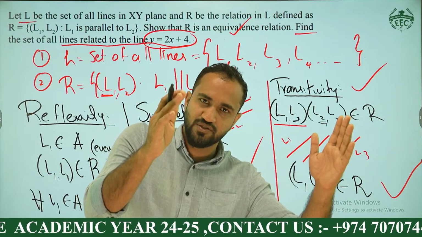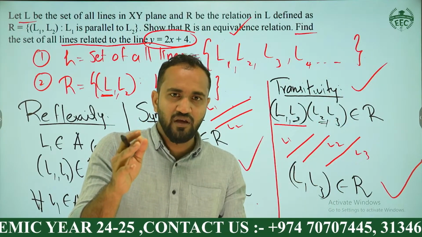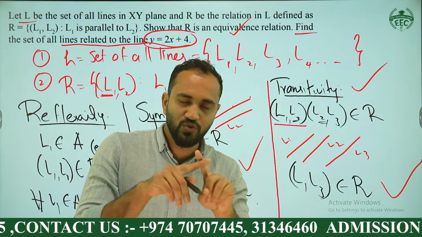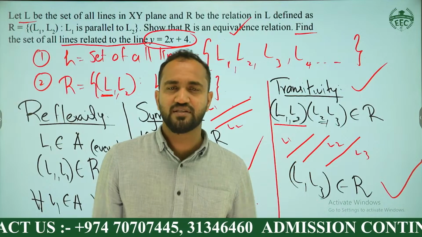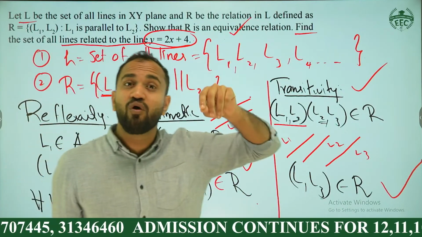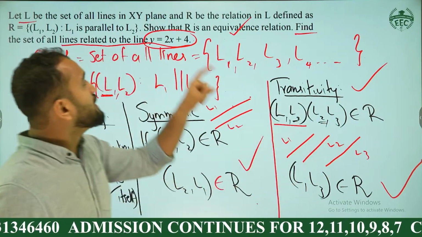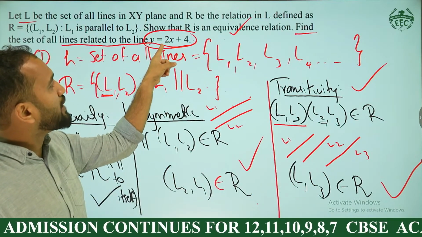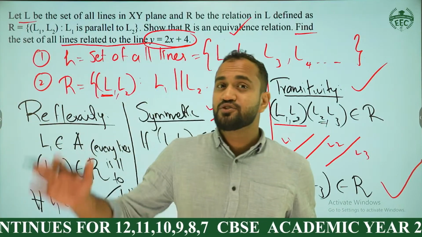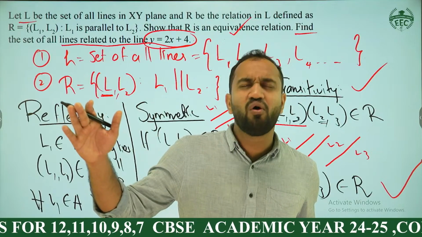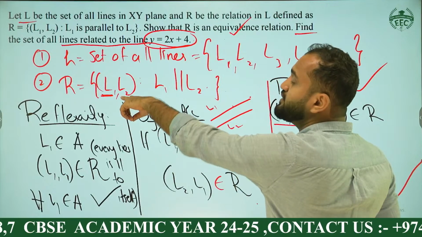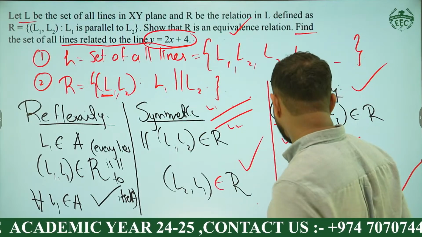parallel to this line. Yes or no? If I have a line that is parallel to y equal to x plus 4, then obviously I can say that these two lines will be related to each other, because they are parallel. Now, if two lines are parallel, they have the same slope. Here, the line is of the kind y equal to mx plus c, where m is equal to 2, which means that the slope is equal to 2. So we can say that the family of all lines whose slope is equal to 2 are those lines that are related to the line L1, the line y is equal to 2x plus 4.